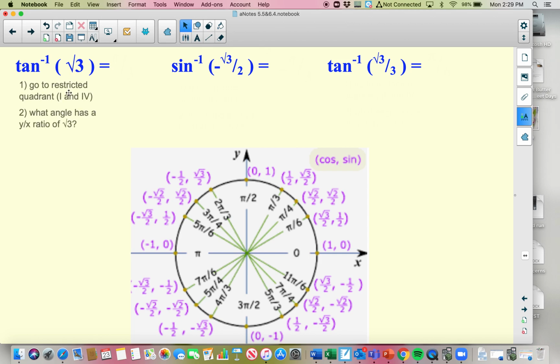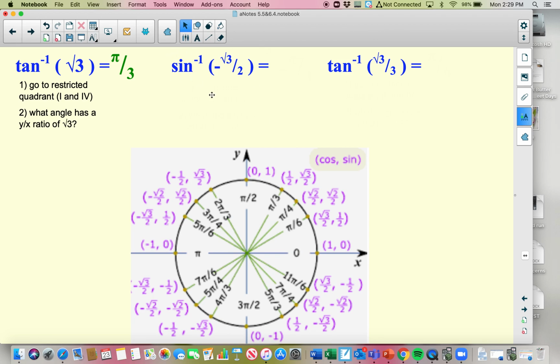All right, so inverse tangent, restricted to quadrants 1 and 4. And what angle has a ratio of y divided by x of square root of 3? Okay, so it's positive, so I know I'm in quadrant 1 and not 4. And where is the ratio equal to the square root of 3? And that's at pi over 3.